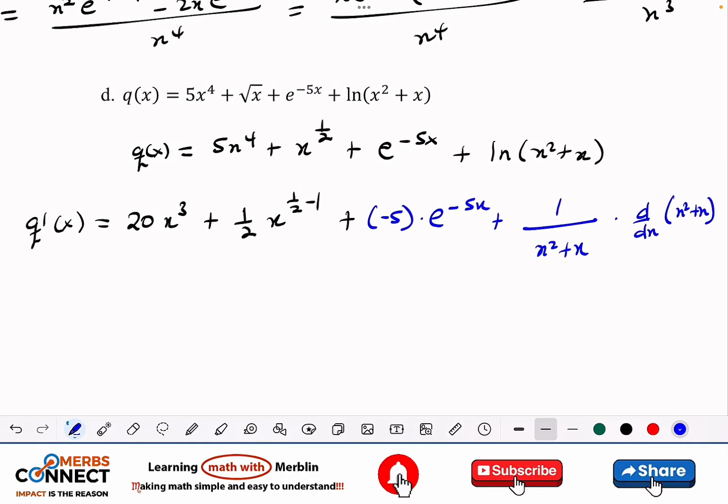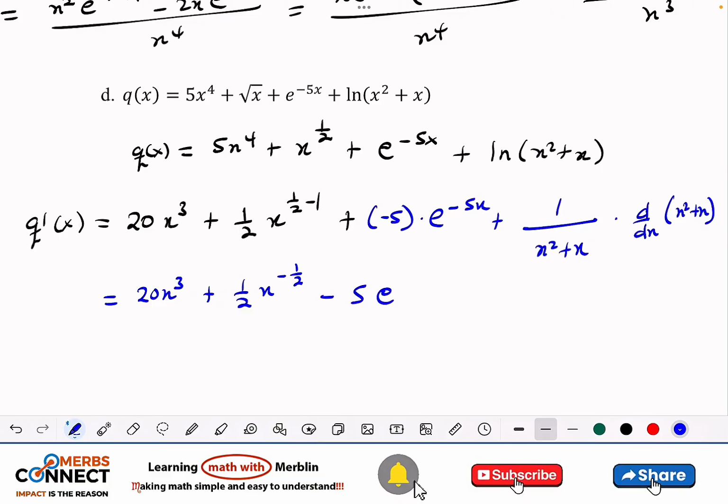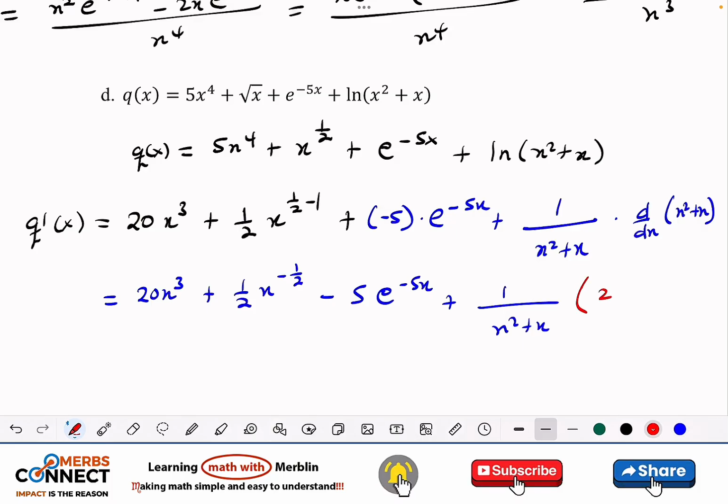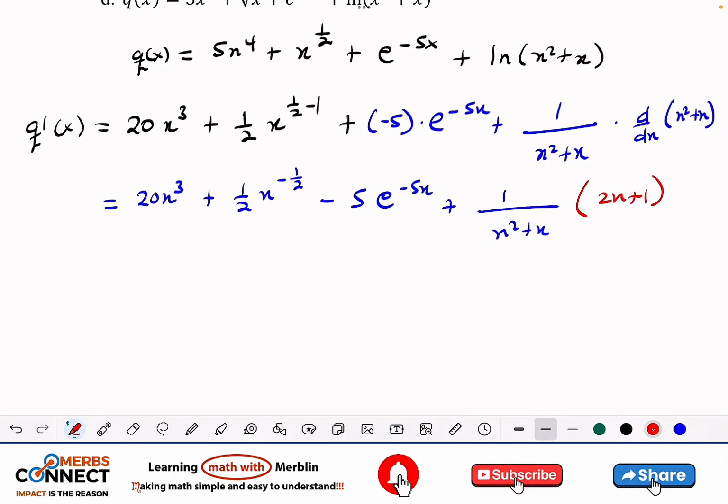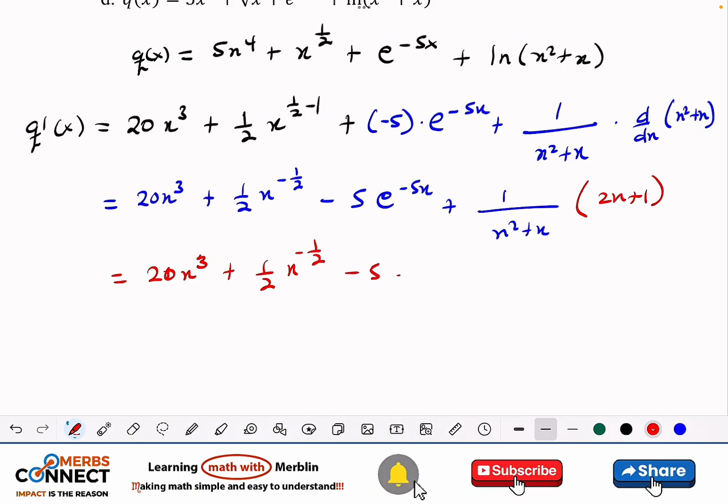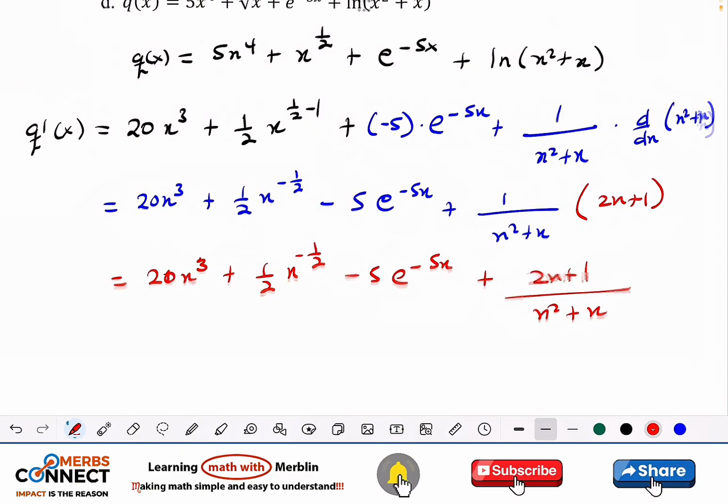Remember that. So now this is going to give us 20x to the power 3 plus 1 over 2 x to the power minus 1 over 2 minus 5 e to the power minus 5x, and then plus 1 over x squared plus x. When I differentiate the inside there, I'm going to have 2x plus 1. And my final simplification here will be 20x to the power 3 plus 1 over 2 x to the power minus 1 over 2 minus 5e to the power minus 5x plus 2x plus 1 divided by x squared plus x. So this is what I'm going to get at the end of the day.